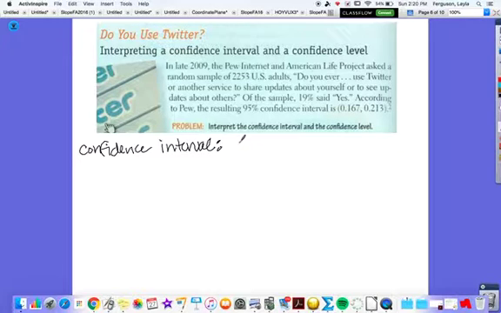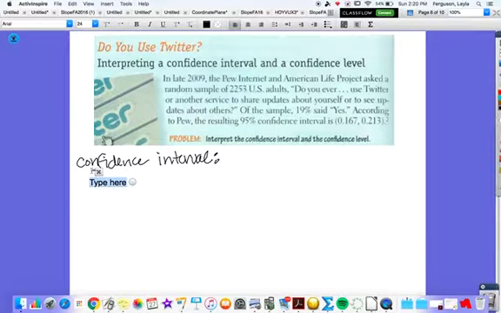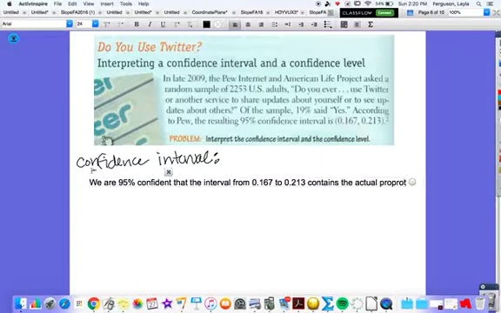Because we know that the confidence level is 95%, we would say, and I'm going to type this so that it's maybe a little easier for you to read: we are 95% confident that the interval from 0.167 to 0.213 contains the actual proportion, p, of U.S. adults that use Twitter or another service for updates.